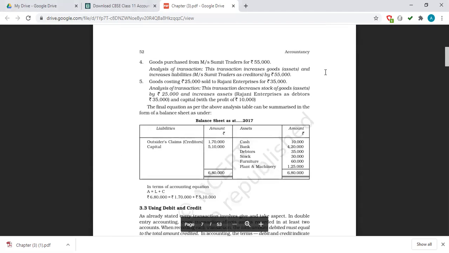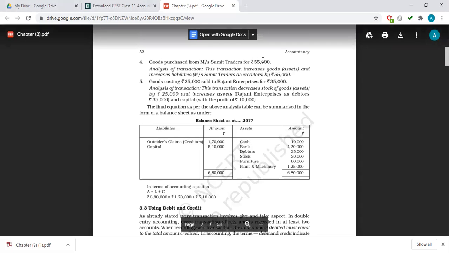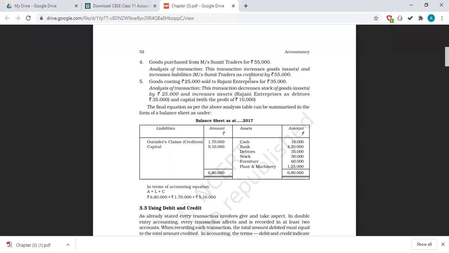Goods purchased from M/s Sumit Traders for 55,000. Analysis: the transaction increases goods asset. Okay. Goods purchased, so the stock increases, that is goods increases, and liability also increases because you are going to pay in future, so that is a creditor.